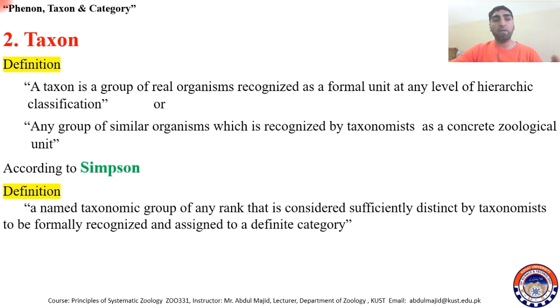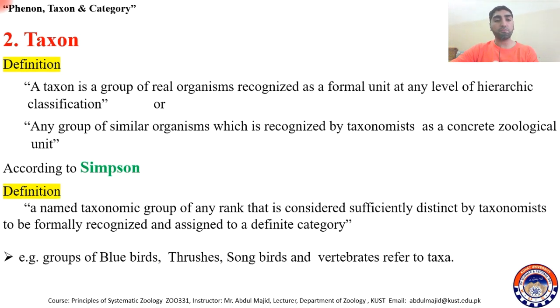Like birds and amphibians are placed in Amphibia, and all reptiles are placed in Reptilia because of their different characteristics. So a taxon is actually a group of organisms which is formally accepted in the hierarchical classification. For example, groups of bluebirds, thrushes, songbirds, and vertebrates refer to taxa.